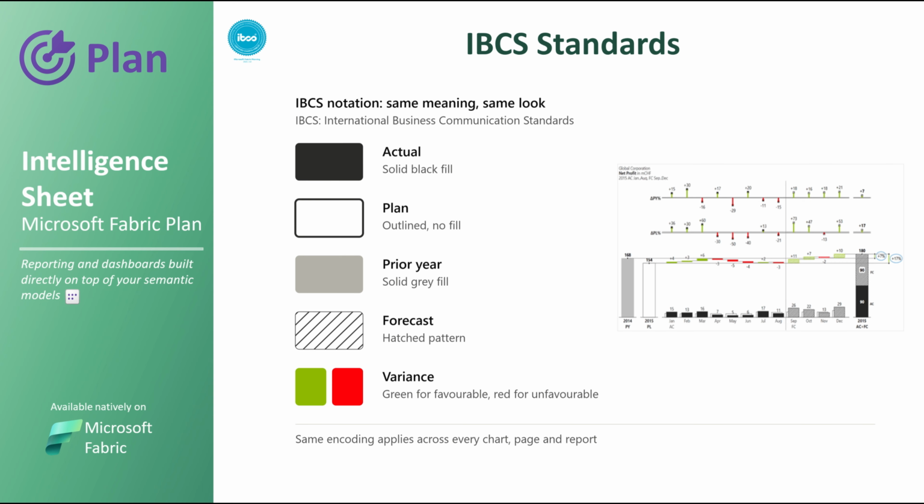The core idea is simple. Things that mean the same should look the same. Actuals are always solid black. Plan is always outlined. Prior year is always gray. Forecast is always hatched. Favorable variance is green, unfavorable is red.